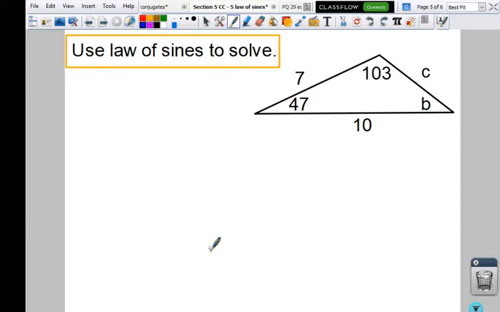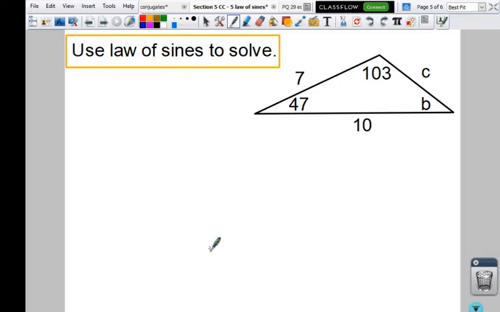Real quick though, let's use this because it's all filled in. Set up a proportion. 10 times sine 47, divided by sine 103. Use your fish method to solve, which is like when you cross multiply. So 47 times 10 divided by 703? Or 10 times 47 divided by 700? Yeah, either way works.